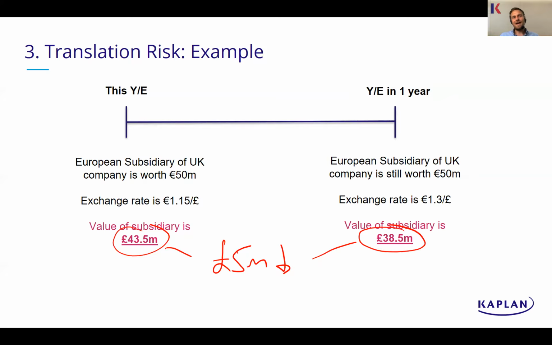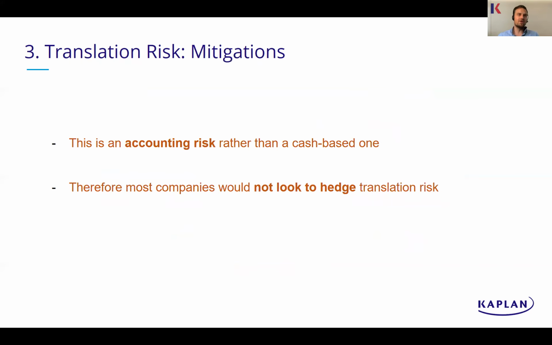It's not really a cash thing though, is it? This is just a presentation. The company's still worth 50 million euros. You know, the value of that company hasn't actually changed at all. All that's changed is the exchange rate. So this is an accounting risk rather than a cash-based risk. So it's just a presentation thing. We aren't actually losing any money. It's all theoretical. It's just a presentation thing.